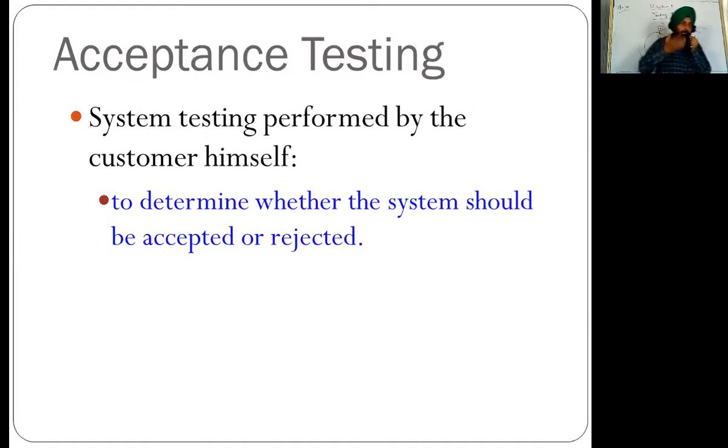Then is the acceptance testing. That is when the product is launched in the market, and the customer uses it. If there is some fault or discrepancy, those customers report it in the form of complaints to the developing team. That type of testing at the customer's end, when it is launched, is known as acceptance testing. They say that this product is accepted or rejected.